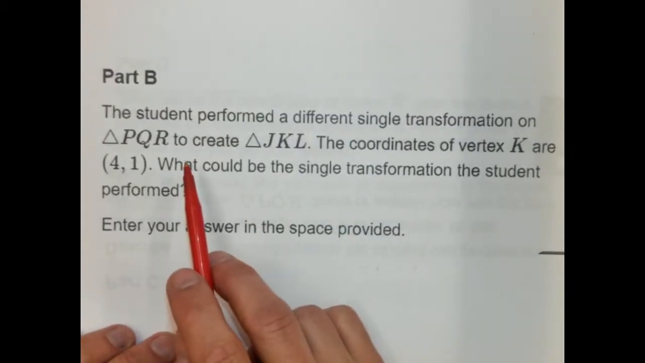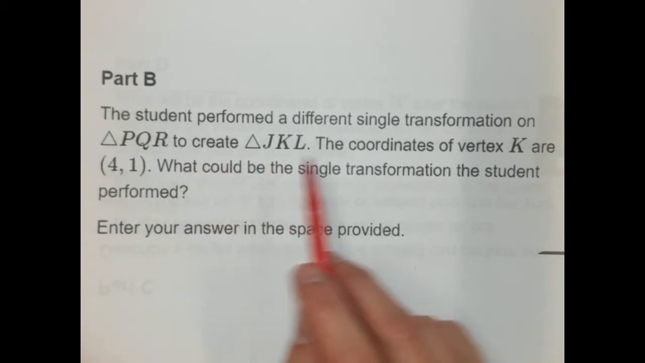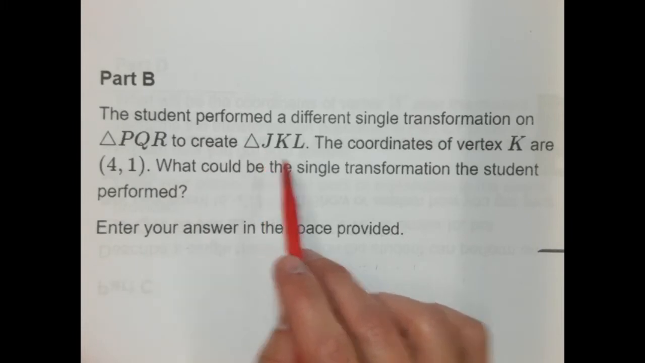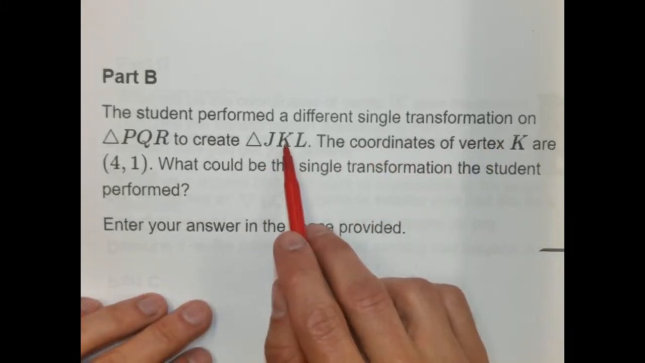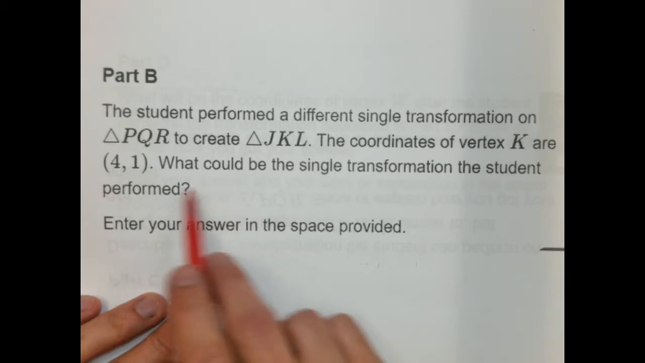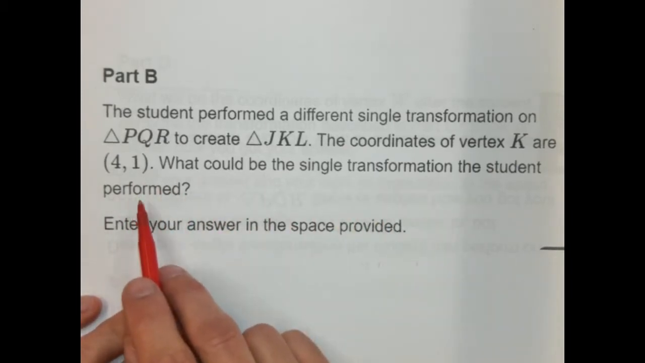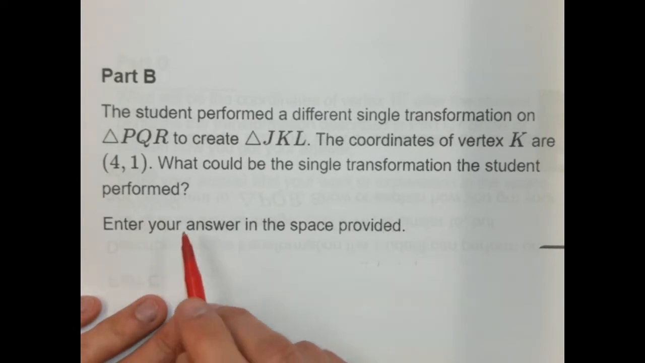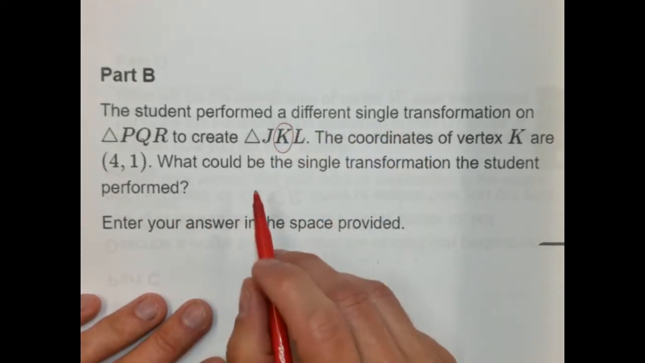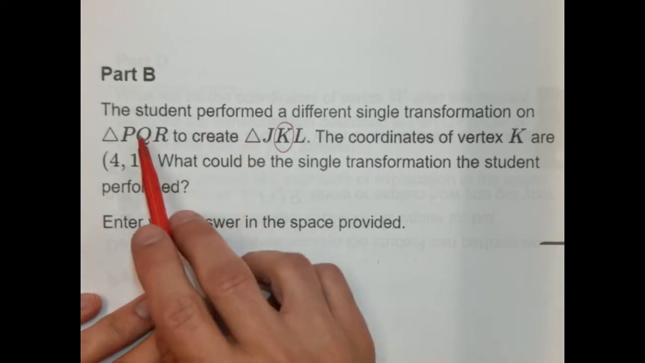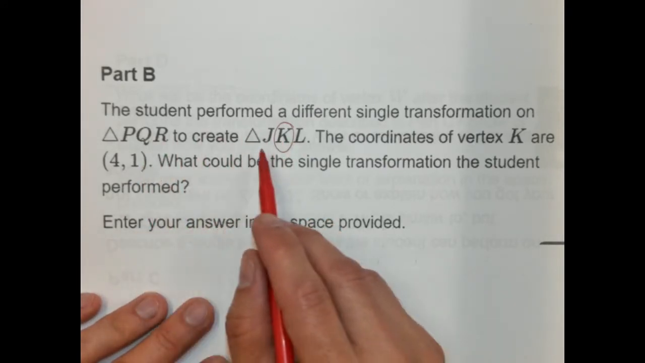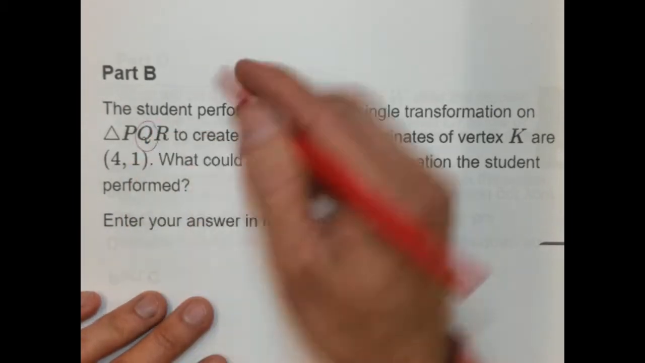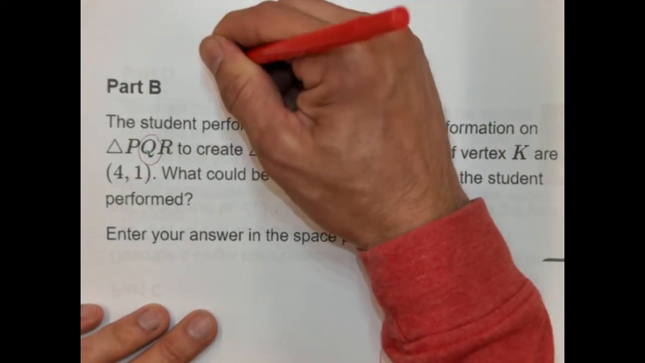Part B: a student performed a different single transformation on triangle PQR, and they created a new triangle called JKL. The coordinates of vertex K, which is this point here, are 4, 1. What could be the single transformation that the student performed? We're looking for what happened to go from here to here. They're giving us the coordinates of K. K matches up with Q because it's in the same order, the second letter. So we want the coordinates for Q.